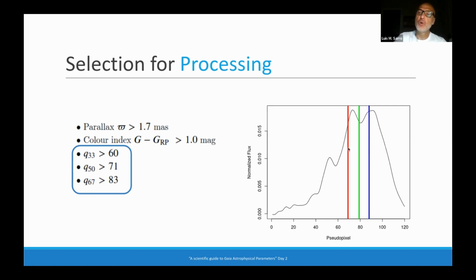And red shows the pseudopixel at which we attain 33% of the total flux. The spectrum that you see here is normalized such that the total flux is 1. So 33% is to the left of the red line. And green is the median, the point at which we attain 50% of the total flux. So there is the same flux to the left and to the right of the green line. And then the 67th percentile of the RP spectrum is denoted by the blue line.